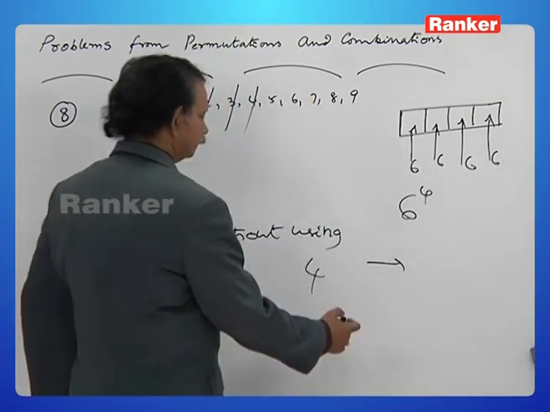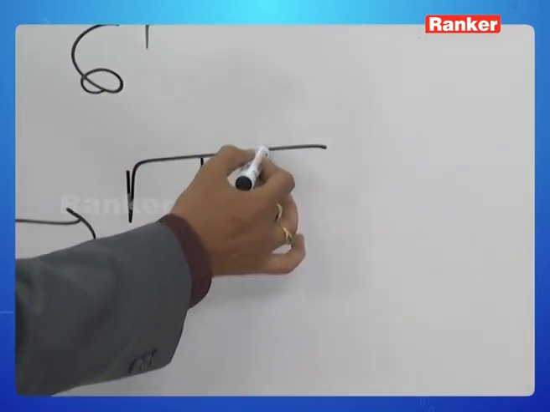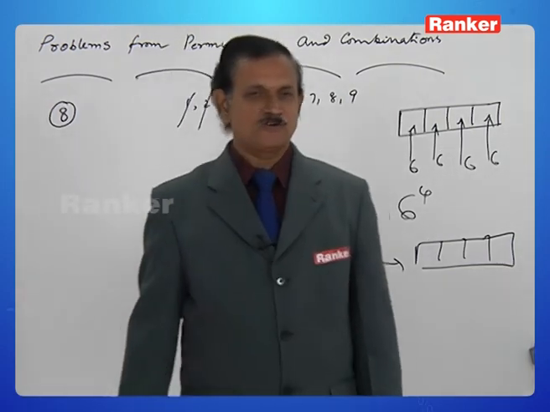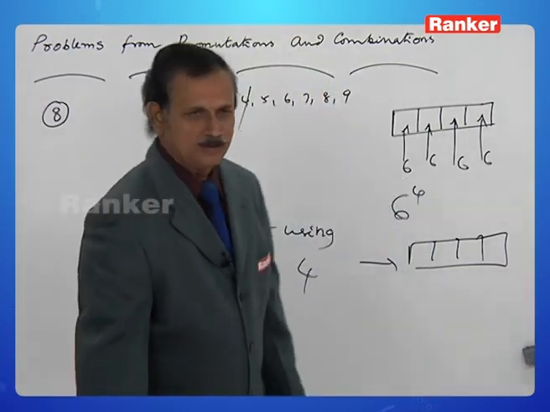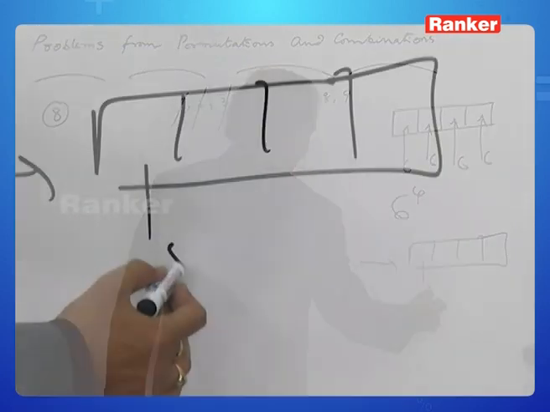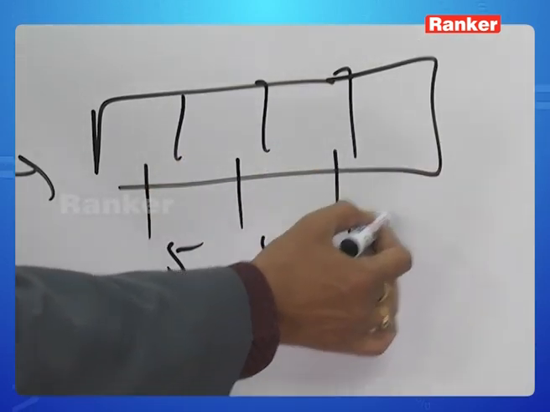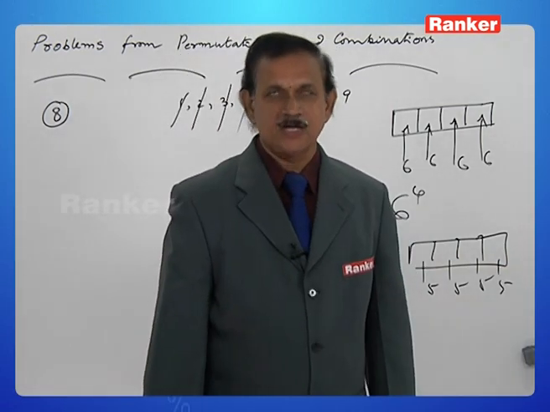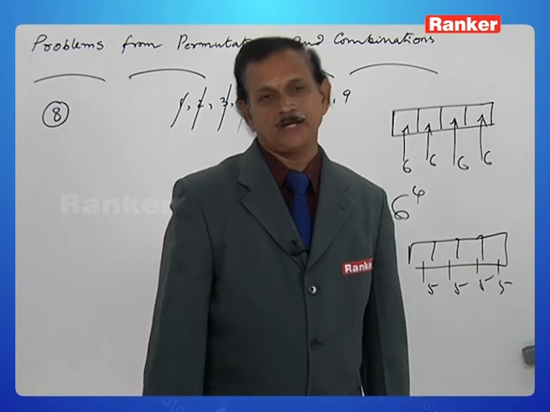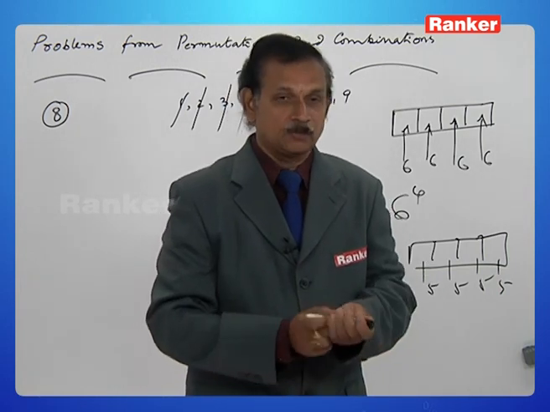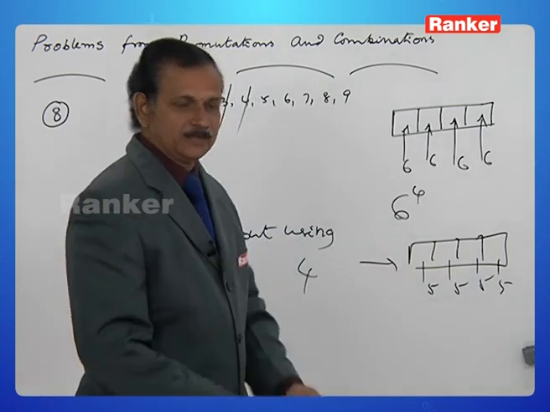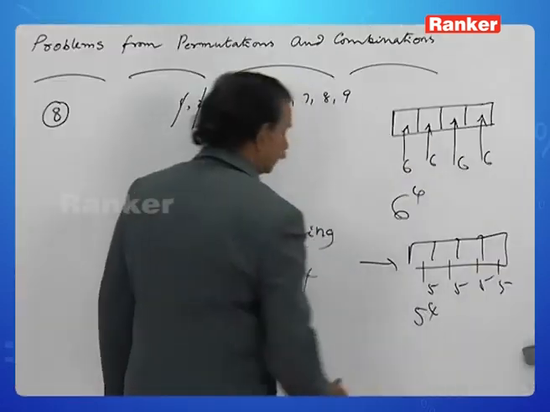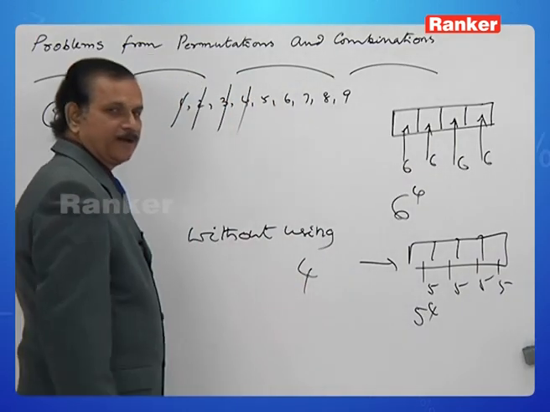Let us see. Again, 4 places are to be filled without using 4. How many ways? The first place in 5 ways. Why should we say 5? Because 4 is not used here. 5, 6, 7, 8, 9. Only 5 possible digits are there to be put in those 4 places. Therefore, how many such numbers will be there? 5 power 4.